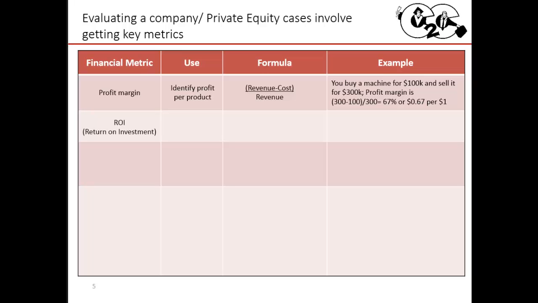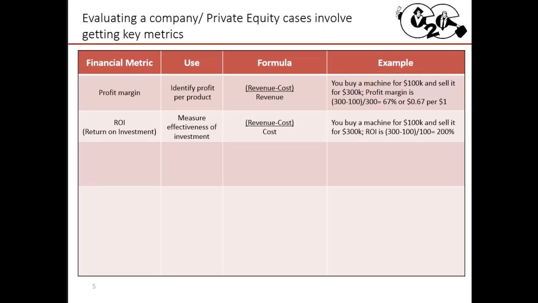Okay? Next is return on investment, or ROI. What this is, it's a measurement of the effectiveness of an investment. How well did my investment do? Okay. The formula is essentially the reverse of what we just looked at. Revenue minus cost over costs. So now instead of how much money did I make per dollar that I got, how much money did I make per dollar that I put into this thing? That's how you should think about it.